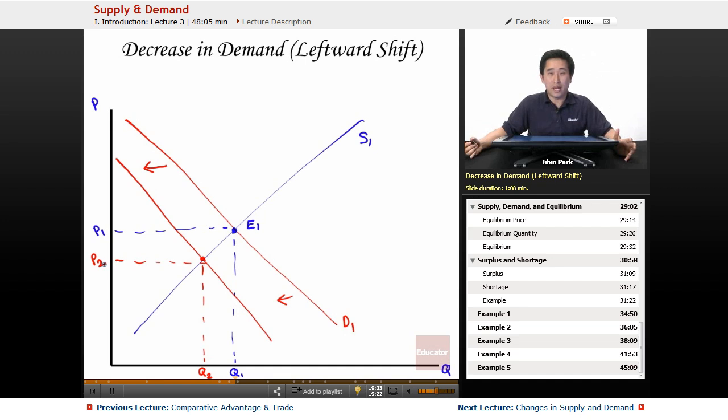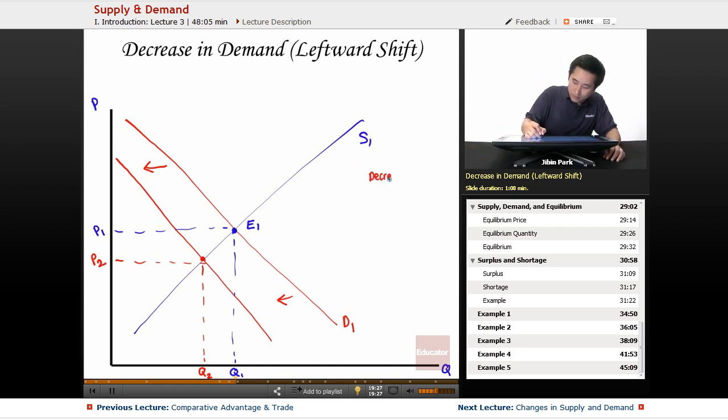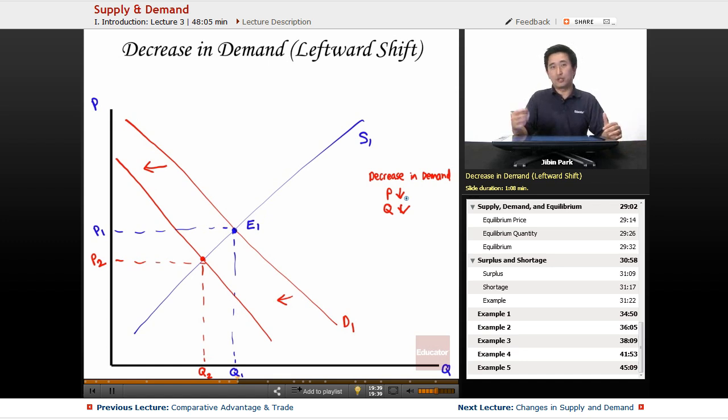So what you end up having is that if there's a decrease in demand, then the equilibrium price goes down, and the equilibrium quantity also goes down. So those are two very straightforward examples of a demand increase versus a demand decrease.